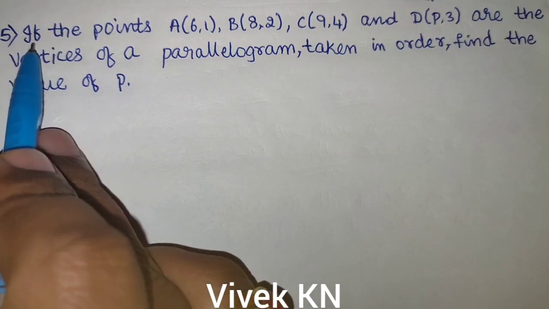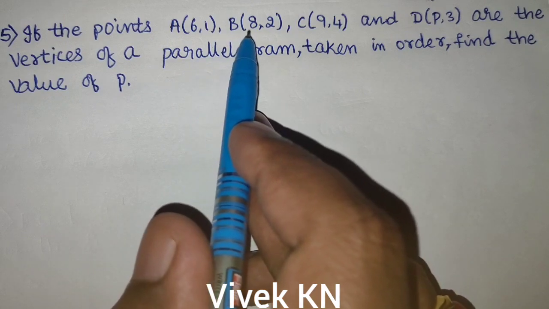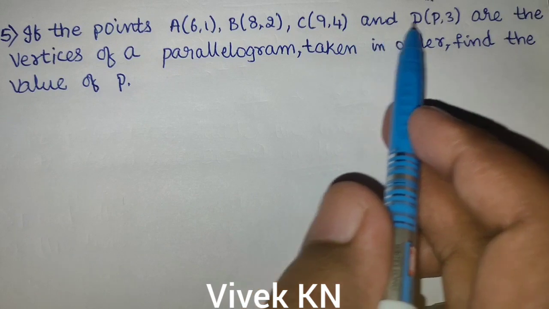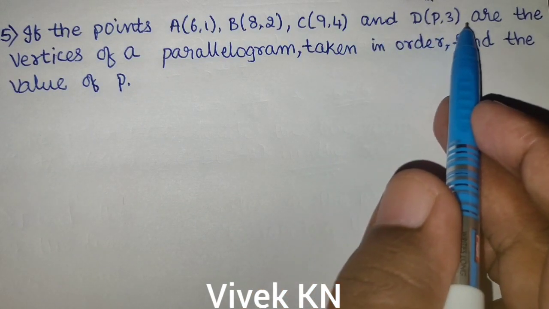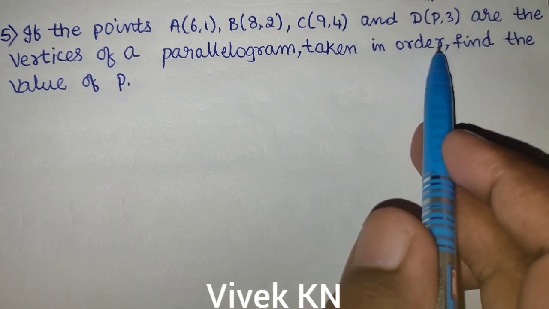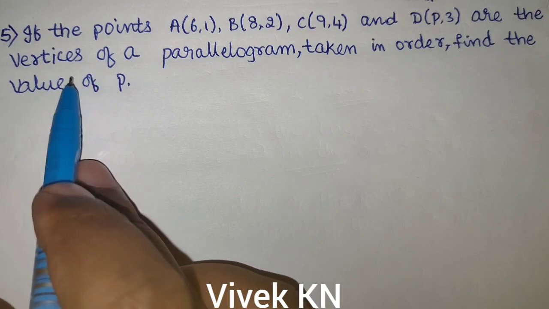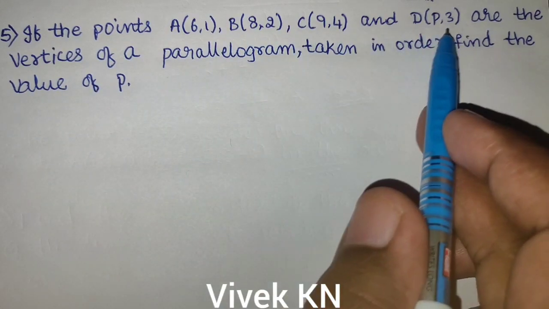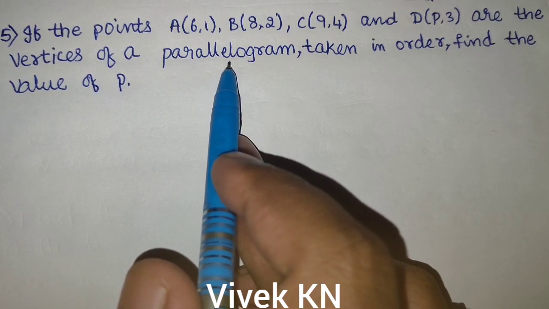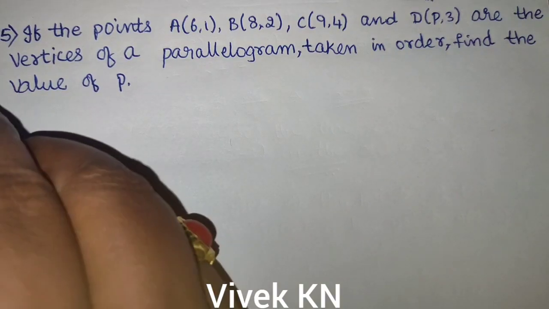Fifth question. If the points A of 6 comma 1, B of 8 comma 2, C of 9 comma 4 and D of p comma 3 are the vertices of a parallelogram taken in order, find the value of p. In this question they have given 4 points of the vertices of a parallelogram, and now we have to find the value of p. Solution.